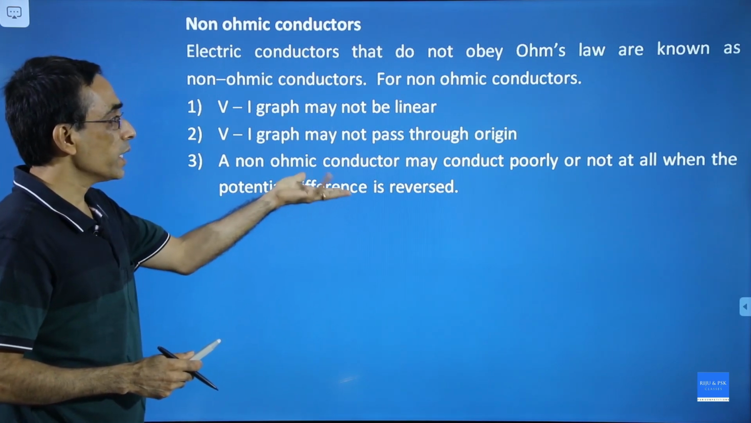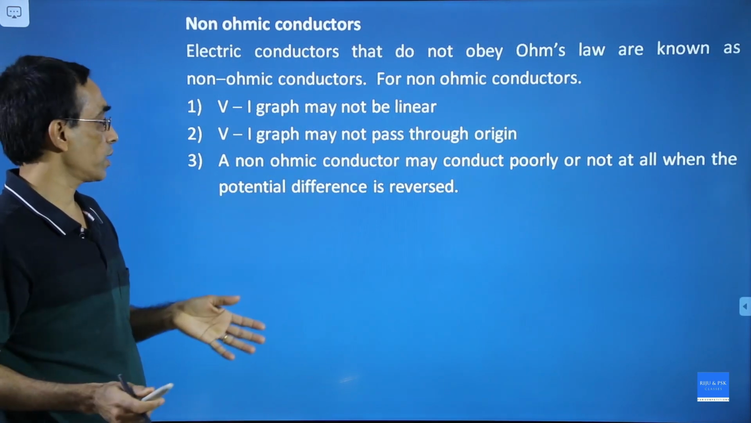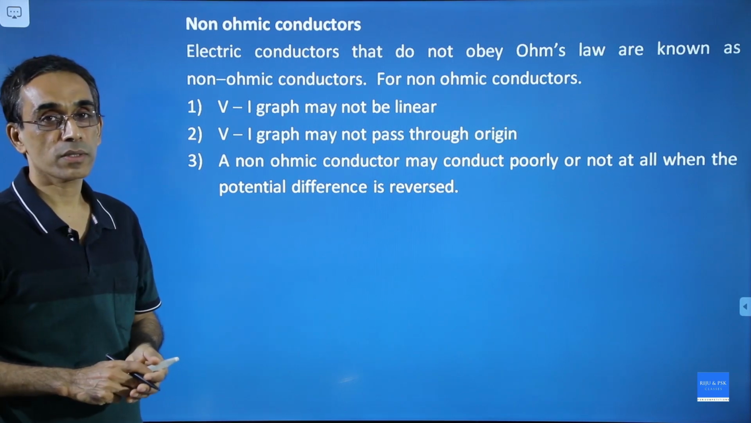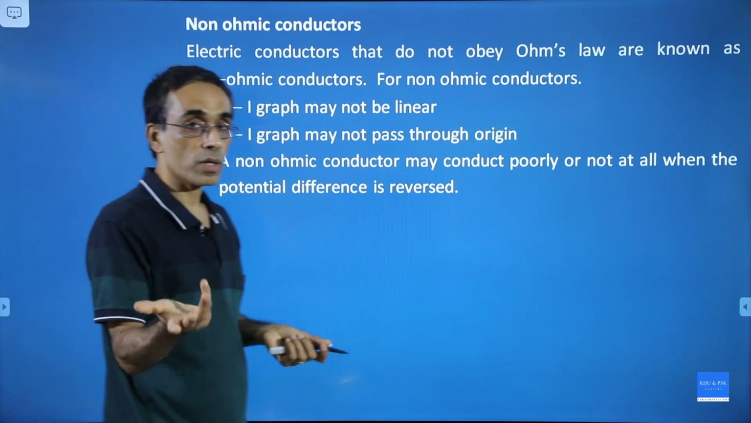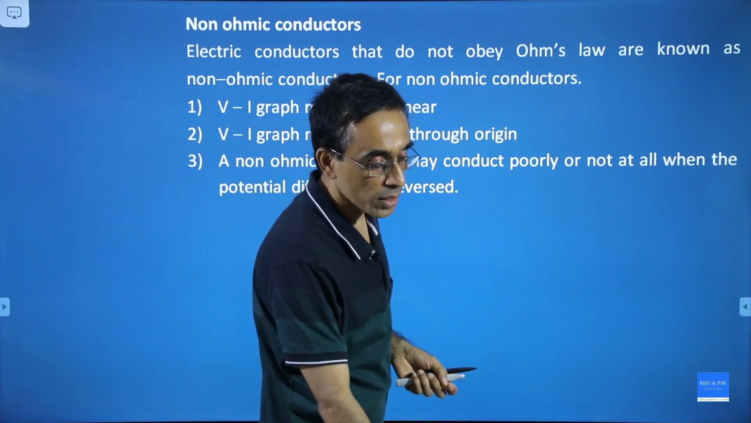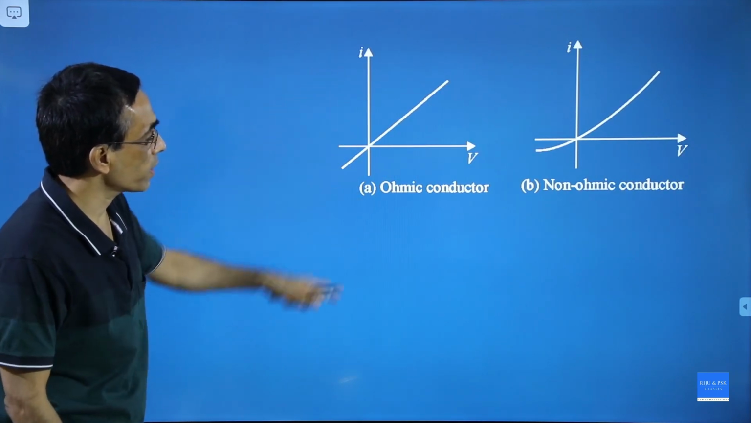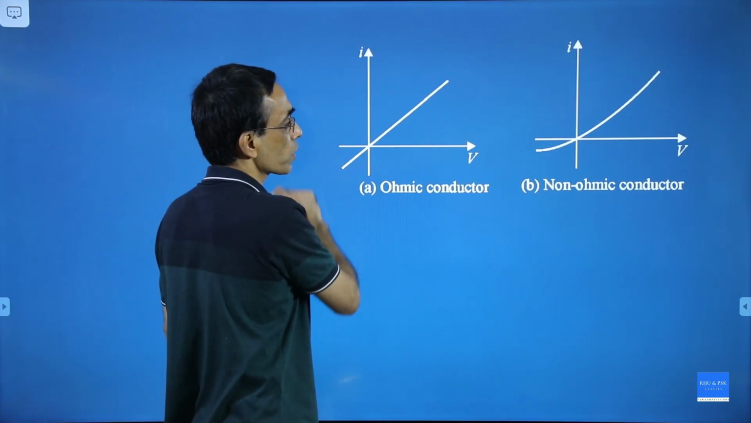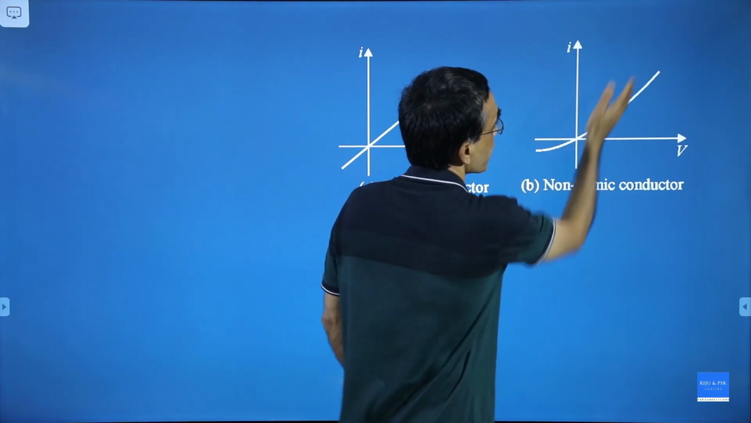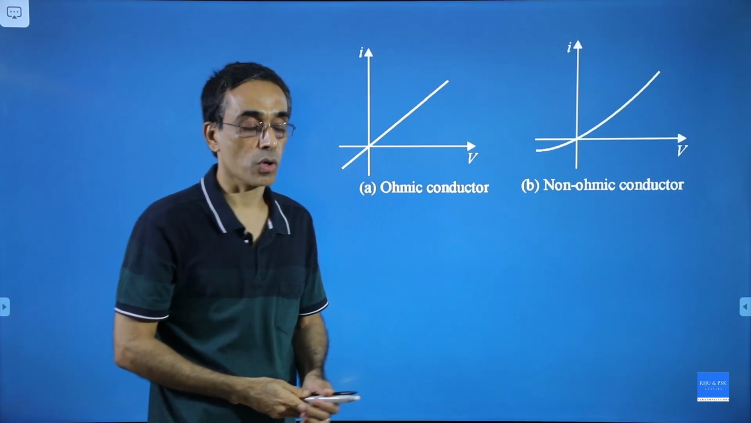Then, it may conduct poorly or not at all when the potential difference is reversed. When you reverse the voltage, it may not conduct, sometimes it will conduct in a different way. You have two graphs here. One is for an ohmic conductor, a straight line passing through the origin. The second one is non-ohmic, a curved one. It does not obey Ohm's law, non-ohmic conductor.